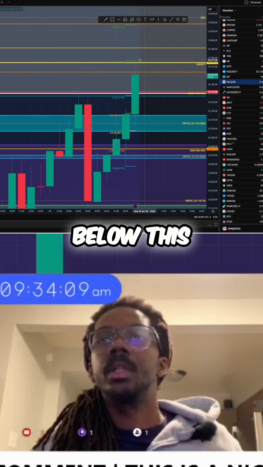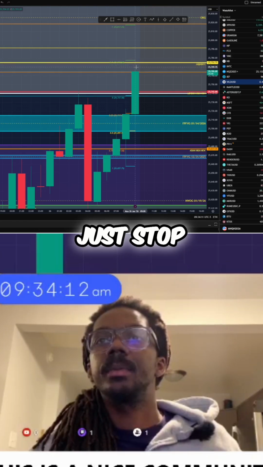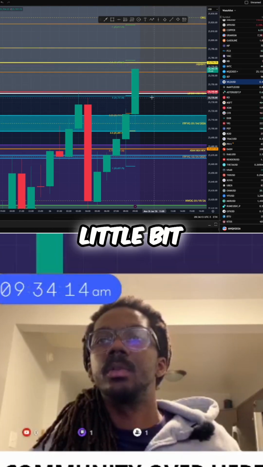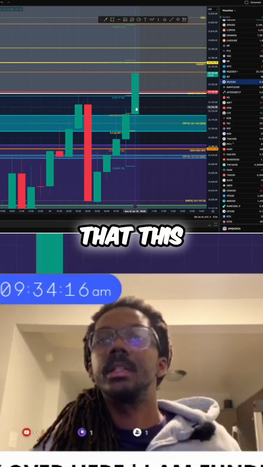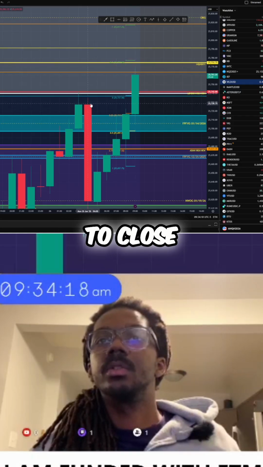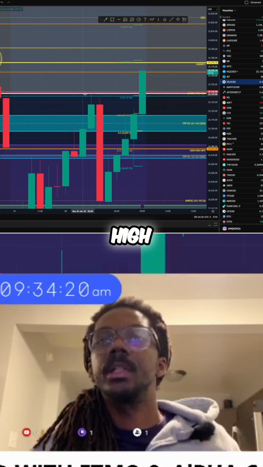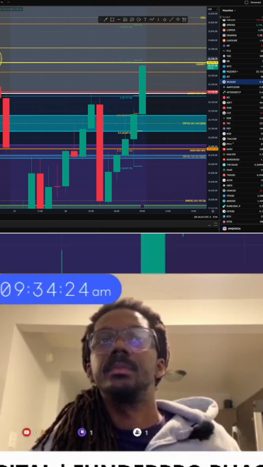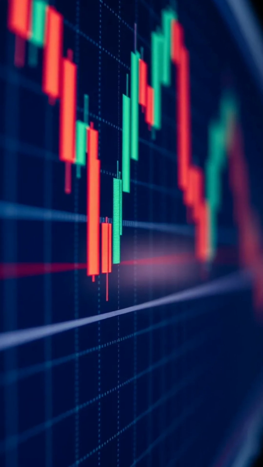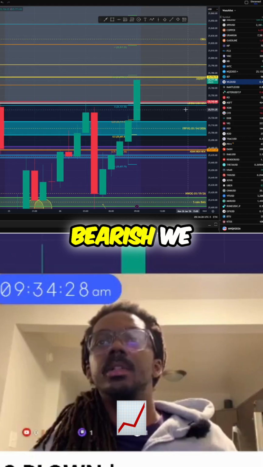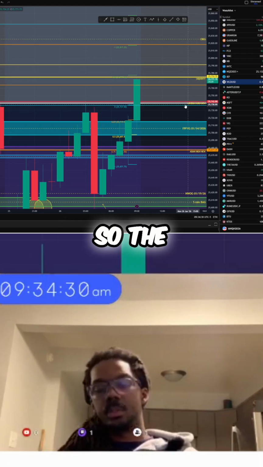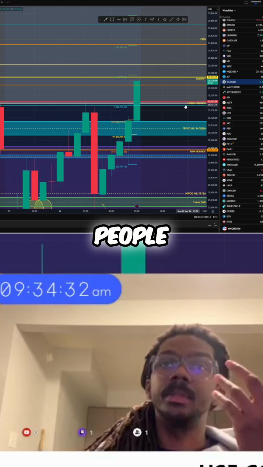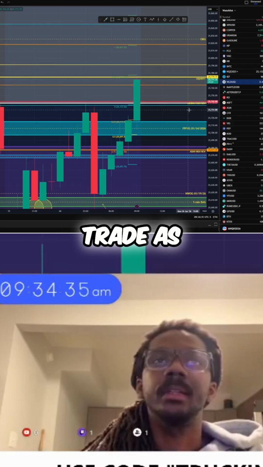It might go right below this liquidity right here and just stop, and then start to sell off for a little bit. So we want to make sure that this 1 hour candle is going to close above either this swing high, right, or this swing high, because that's going to let us know how bullish or bearish we really are, right?